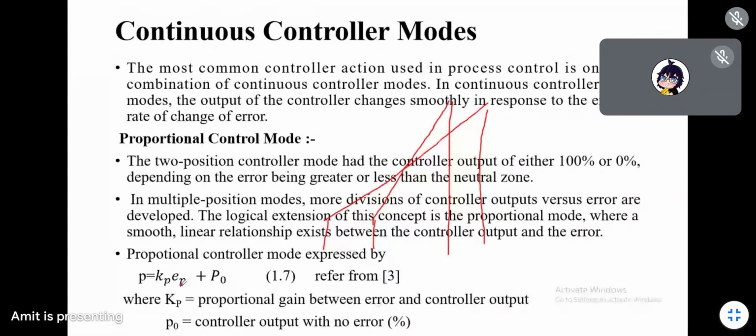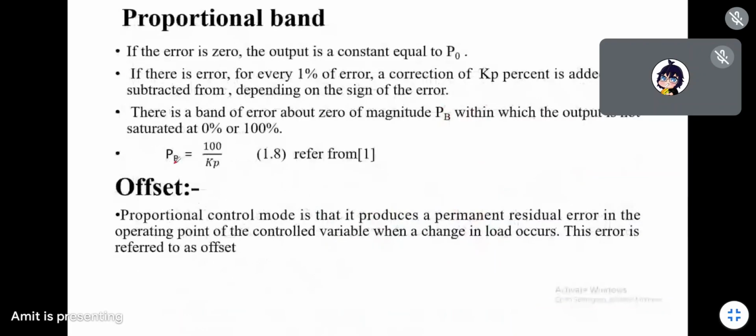Proportional band is from error. So E is proportional to P by Kp, and that is where it comes from. So Pb equal to 100 by Kp. The 100 represents 0% to 100%, so that's why it is 100.